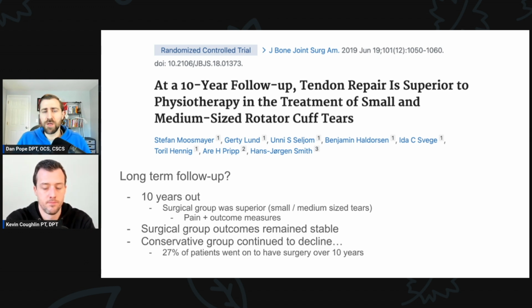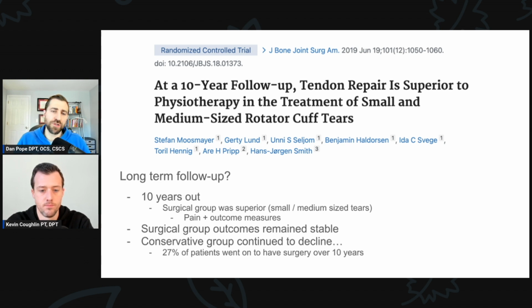So Moosmayer et al., 2019. I'm hoping they're going to follow up again this year at the 15-year follow-up to see what's going on. This study was called, "At a 10-year follow-up, tendon repair is superior to physiotherapy in the treatment of small and medium-sized rotator cuff tears." These were full-thickness cuff tears. This study was included in the original study we were talking about in that meta-analysis.